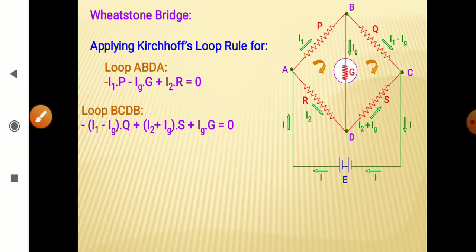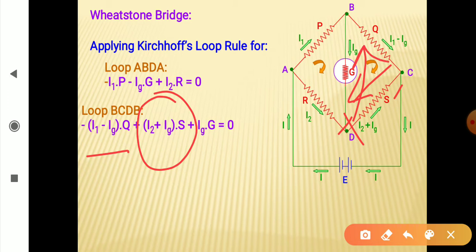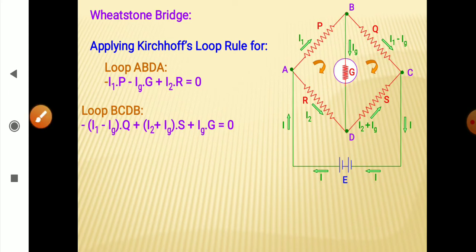So we will get minus (I1 minus Ig) into Q. For moving along this direction, we are moving from lower to higher potential, so we will get a positive sign, plus (I2 plus Ig) into S. And while moving along this direction, again we are moving from lower to higher potential, so rise of potential, a positive term. So in this way the mesh is complete and we get these two equations here.